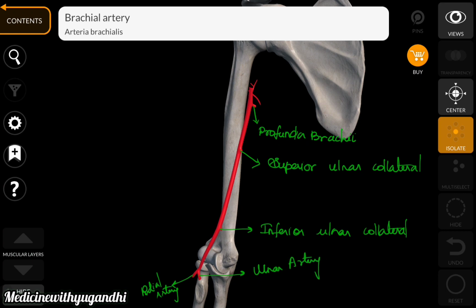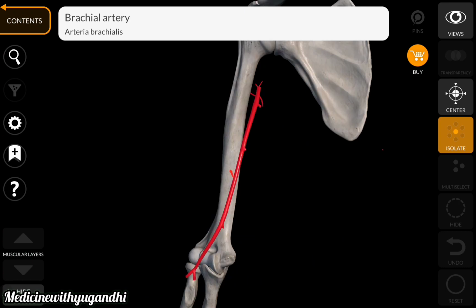So these are all the branches of the brachial artery. The first one is unnamed muscular branches, and then here you can see the profunda brachii artery. Then here you can see the superior ulnar collateral, then inferior ulnar collateral, and it terminates by dividing into the radial artery and ulnar artery. And another important thing, this brachial artery gives a nutrient artery to the humerus.